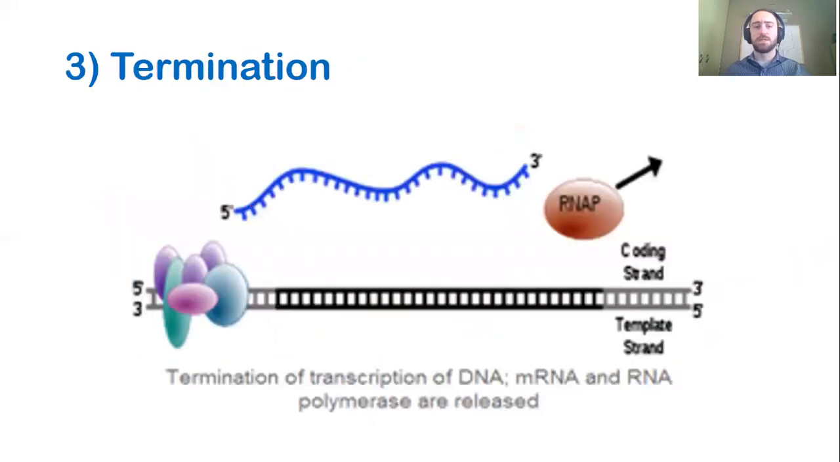And finally, step 3 is our termination. So once we have a sufficient RNA strand, it's going to have to detach from the DNA. And in doing so, it's also going to have to release our RNA polymerase. Both of these, once detached, can go on to bind to other DNA strands and to continue transcription.